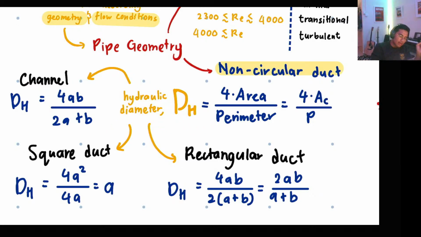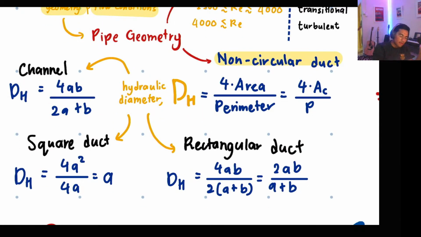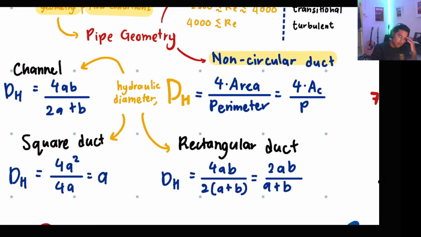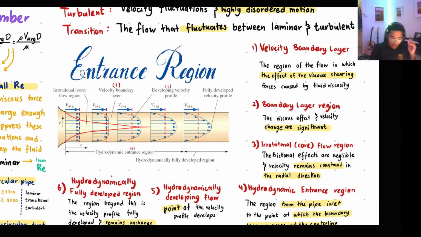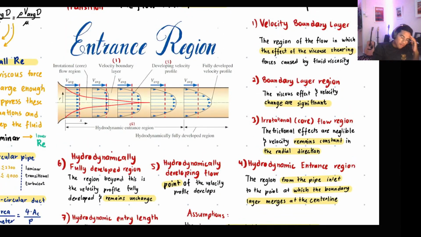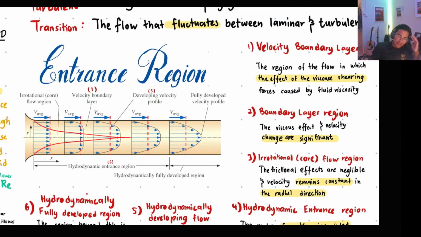So how do you find it? This is actually in the textbooks. The primary formula is 4 times the area over the perimeter, 4Ac over P. So that's for the channel, square duct, and rectangular duct. You can see the textbooks. And then we move on to the next one, which is the entrance region.